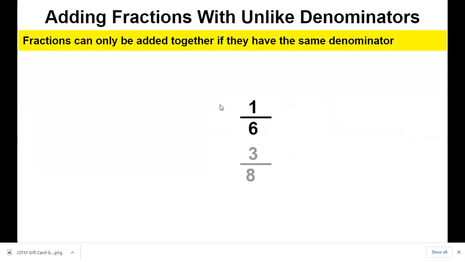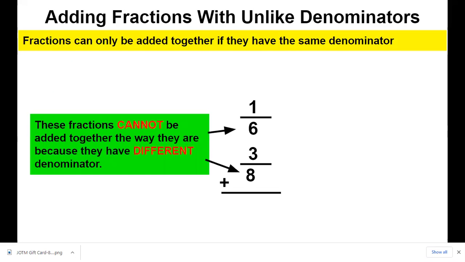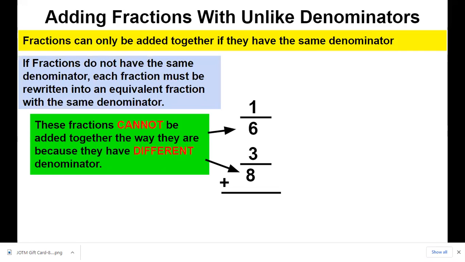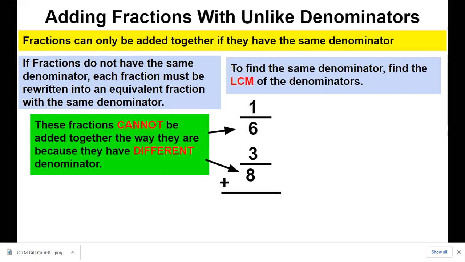Okay, we have 1/6 plus 3/8. Notice how the bottom numbers are different. So we are going to have to find the least common multiple of 6 and 8. So how do we do that? We find the least common multiple.